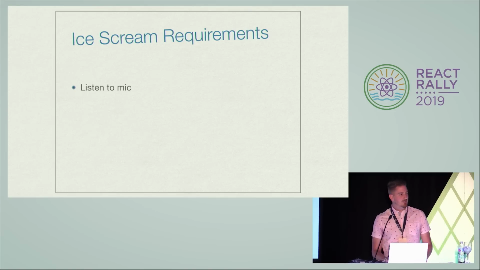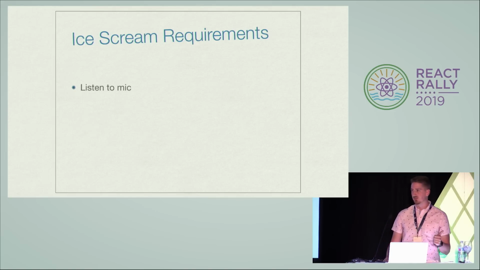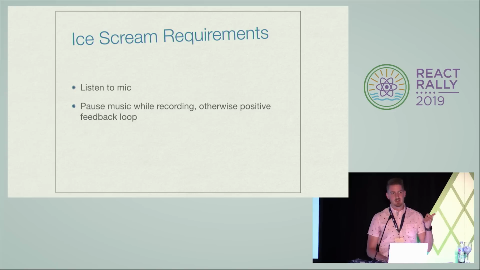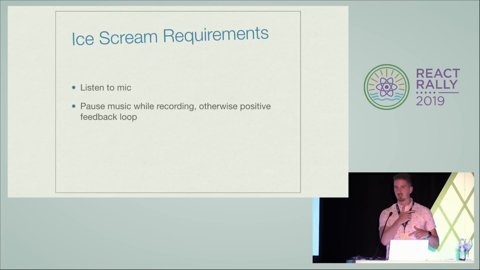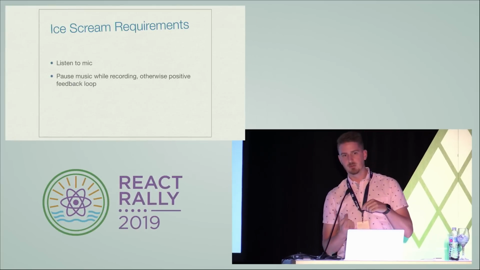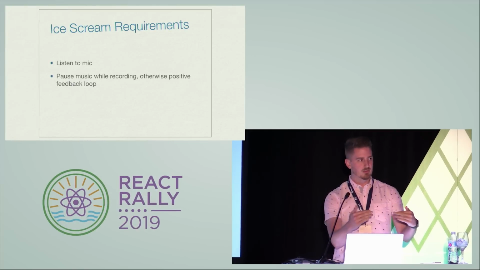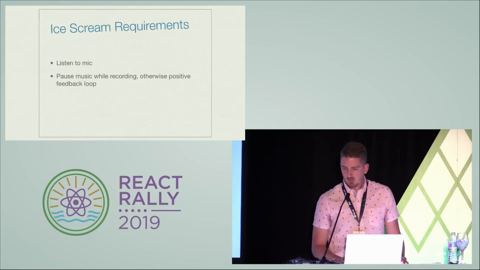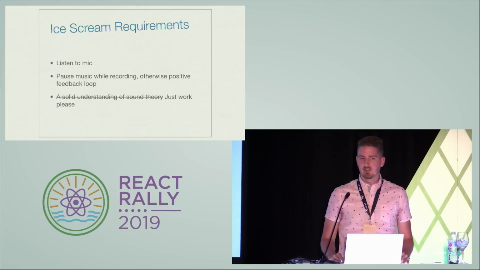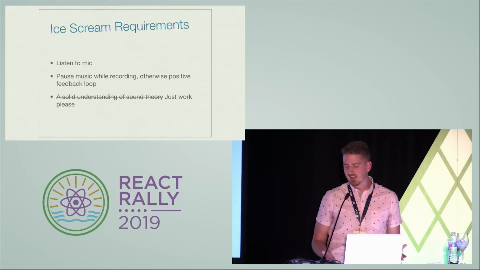So what we're going to have to do is listen in on the user's microphone. Then we're going to have to pause the music if it happens to be playing while we're recording. Because otherwise we'll get into a positive feedback loop where the sound that's playing gets picked up by the microphone, and you can never quiet the music, right? It's just a positive feedback loop. So pause the music, and then we just want this one to work.